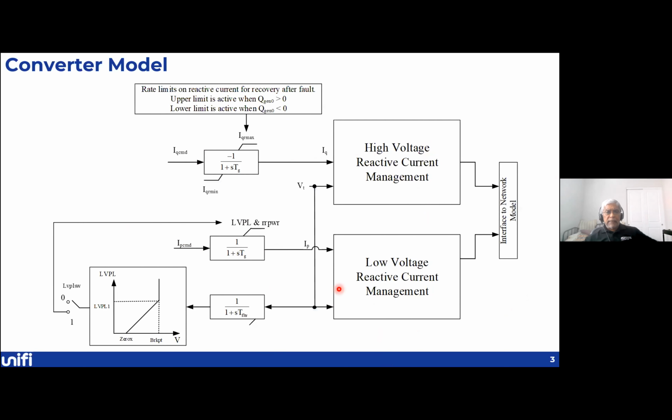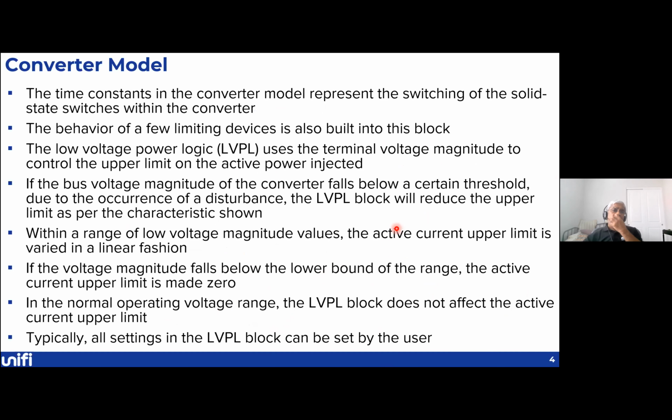Basically, what this does, in this particular case, is it controls the current limit. And the time constants in the model that I just showed you essentially represent the switching of the solid state switches within the converter. And the behavior of a few limiting devices is also built into the blocks, the most essential ones. And this low voltage power logic, which I showed you on the previous figure, uses the terminal voltage magnitude to control the upper limit on the active power injected.